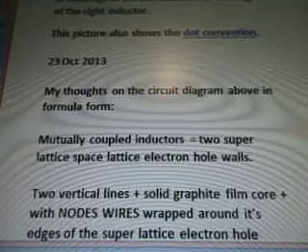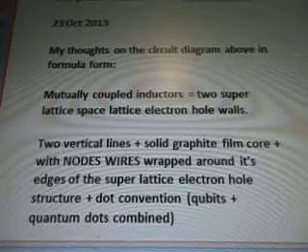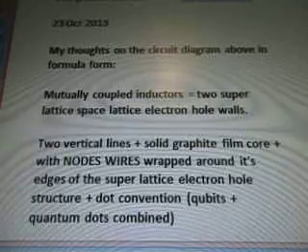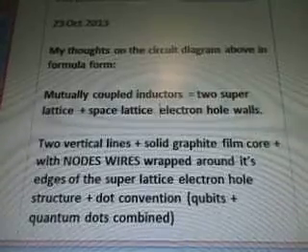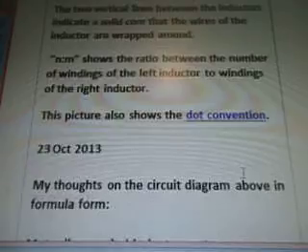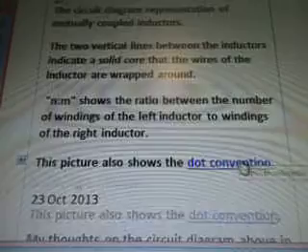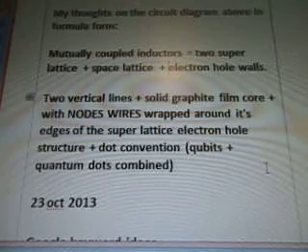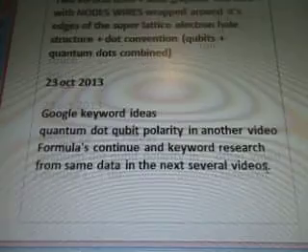October 23rd, my thoughts on the circuit diagram above in the formula form. Mutually coupled inductors equals two superlattice electrons, two superlattice plus space lattice electron hole walls. Okay, these two here. That's the two superlattices. And two vertical lines would be the solid graphite film core in the middle. With nodes and wires wrapped around its edges of the superlattice electron hole structure, the dot convention would be the qubits plus quantum dots combined.